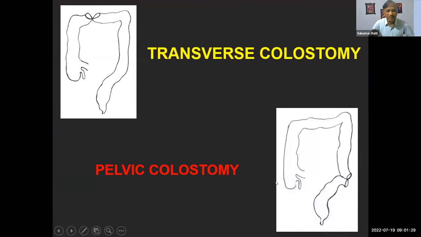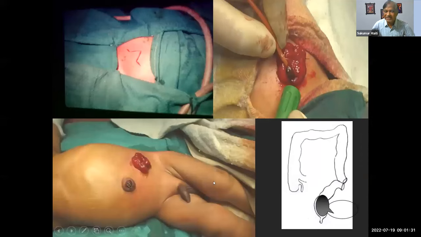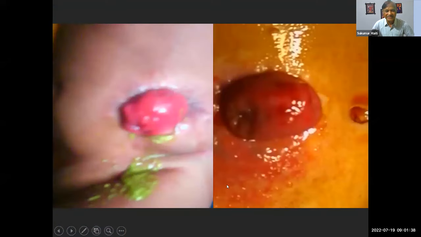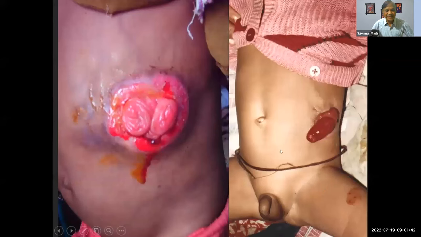So transverse colostomy, pelvic colostomy has fewer complications than the transverse colostomy. And this is the severe excoriation of the skin along with severe wound lesions. Skin excoriation may happen in different ways. Bleeding may occur from the margin of the colostomy, from the intestine, as well as from the parietal wall.